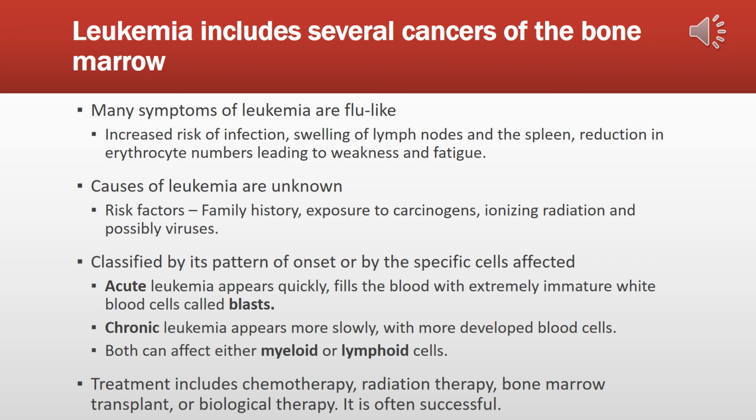And leukemia can be myeloid or lymphoid depending on which type of leukocyte we're seeing affected here. And treatment for leukemia includes chemotherapy, radiation therapy, bone marrow transplants in some cases, and certain kinds of biological therapy. Luckily, this is often successful in leukemia.